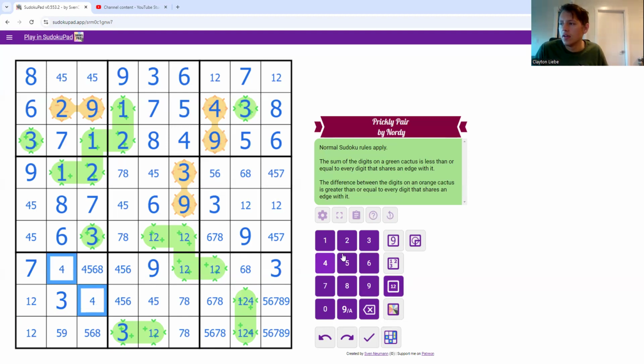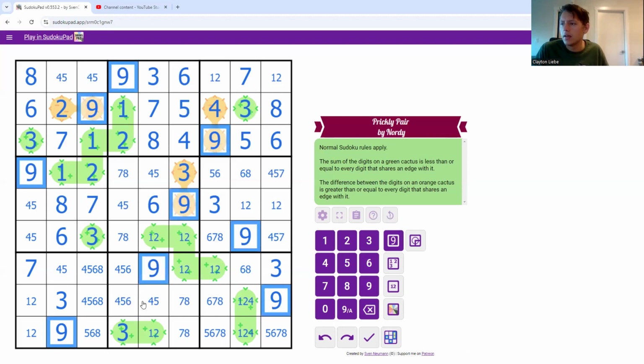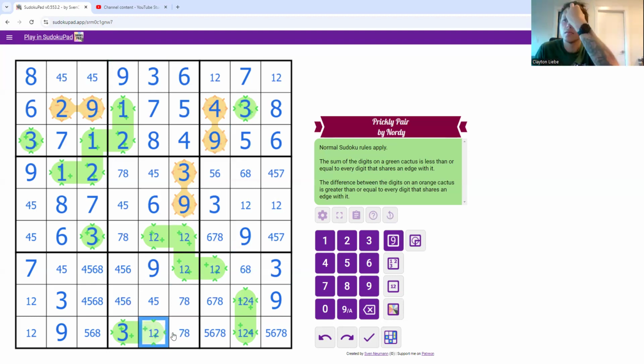4, 5, 6, 4, 5, 6, 8, 9. This is not a 6 or an 8. This is not 9. This is not a 9. Okay, yeah, there you go. Where do you put 9s? This is a 9. Now this is a 9. Does that do all the 9s? Yeah, nice. Okay. Where do we go from here?